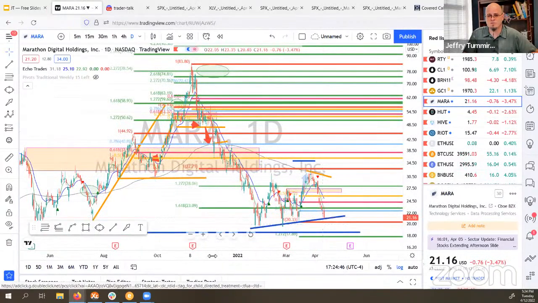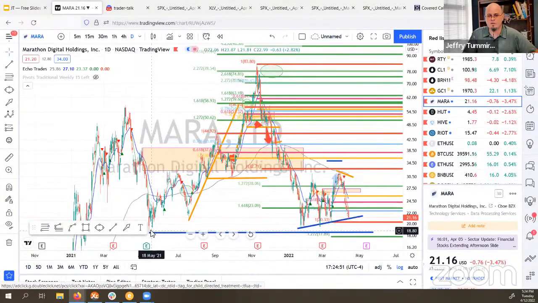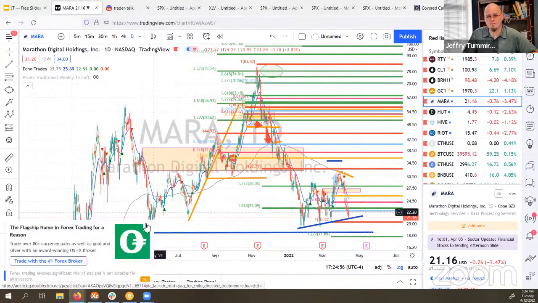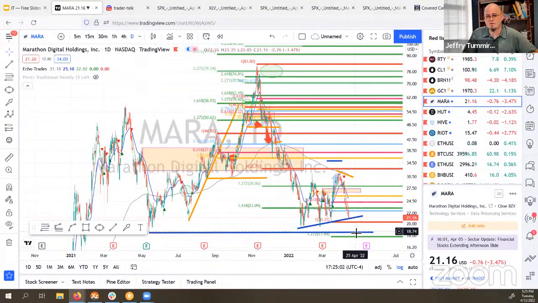The low is this blue line from all the way back here last May. We break through that low at 1850-ish area. Golly, ads. We break through that low. That's kind of like all bets are off of what happens next. So that's where we are on Mara.